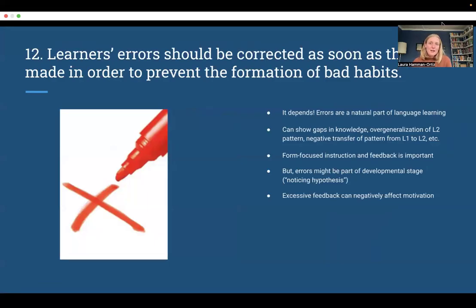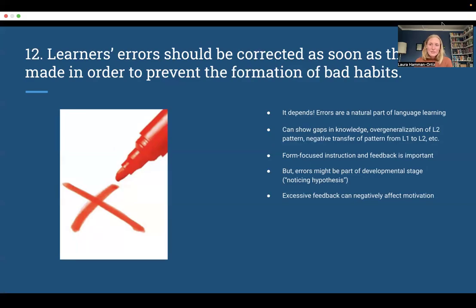All right, number 12. Learners' errors should be corrected as soon as they are made in order to prevent the formation of bad habits. So here, it depends. We know that errors are a natural part of language learning and are important because they can show gaps in knowledge. They can show when students are overgeneralizing of an L2 pattern.